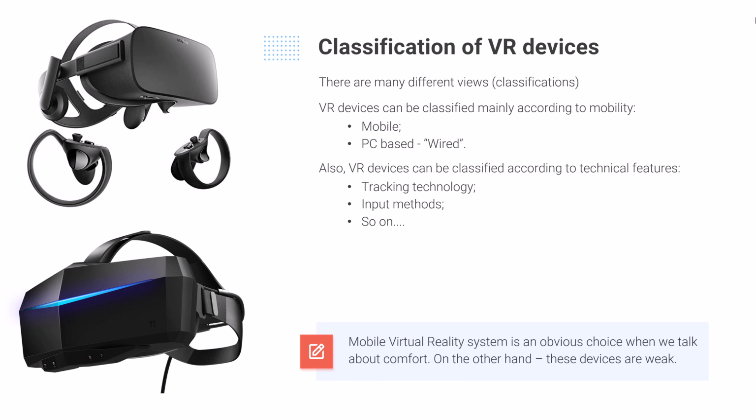On the other hand, PC-based or wired solutions can provide the best virtual reality possible, but it is harder to transport and set them up. This is not the only classification of VR devices. VR devices can be classified according to the technical features such as tracking technology, input methods, and other.